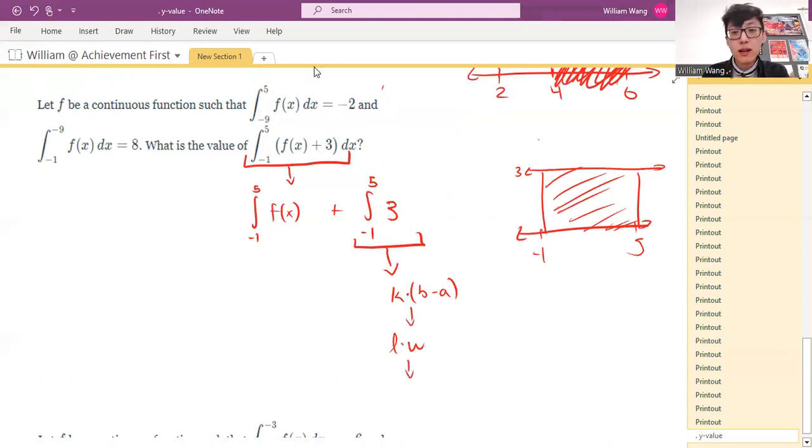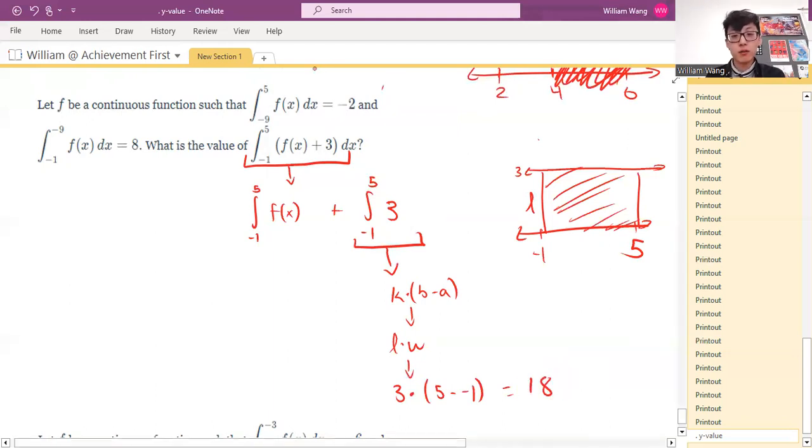So what is my length? Well, my length is basically the height of this rectangle. My height is 3 times my width, which is from 5 to -1, so 5 minus -1. So that's equal to 3 times 6. Essentially, my integral is 18 of this part here. I'll double underline it. The integral from -1 to 5 is 18. Cool, so I have that part figured out.